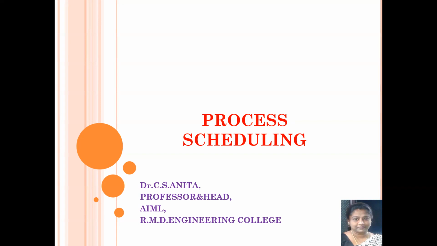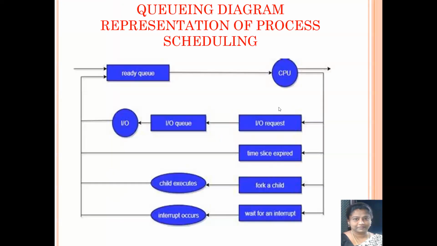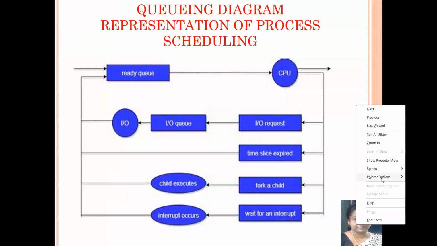to execute. So what we are going to see in this video is we're going to discuss in detail the queuing diagram representation of process scheduling. That is, how does a process move from the ready queue into the CPU, and under what circumstances will a process be removed from the CPU. So that is what we're going to discuss in detail in this video. Now, what you have before you is the queuing diagram representation of process scheduling.